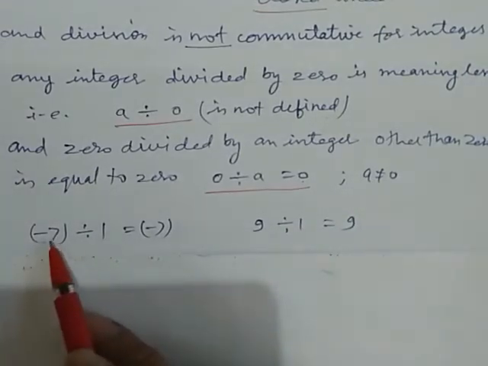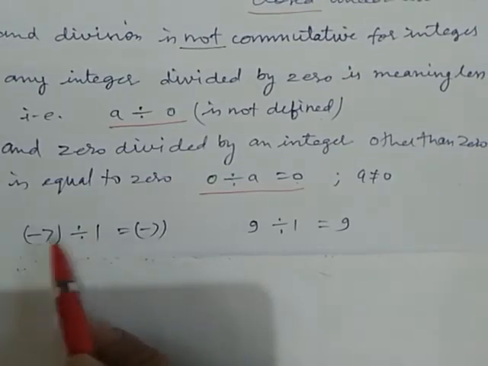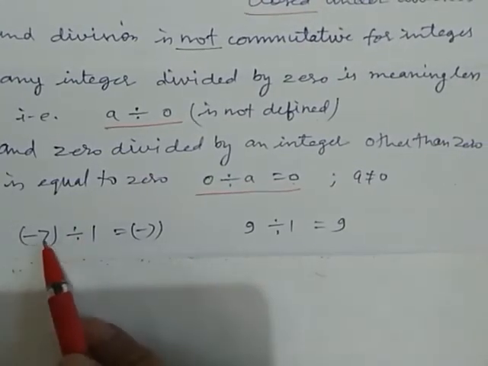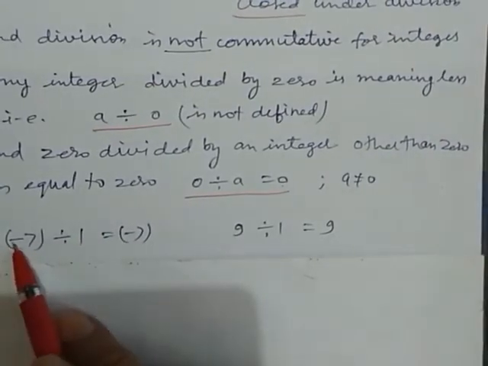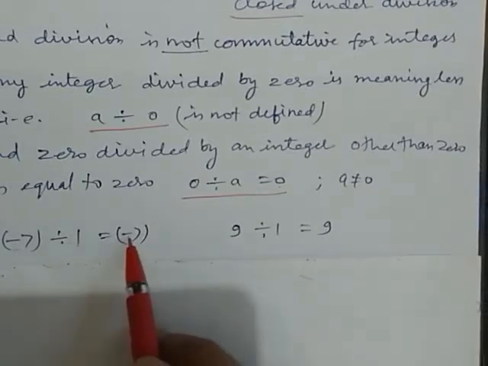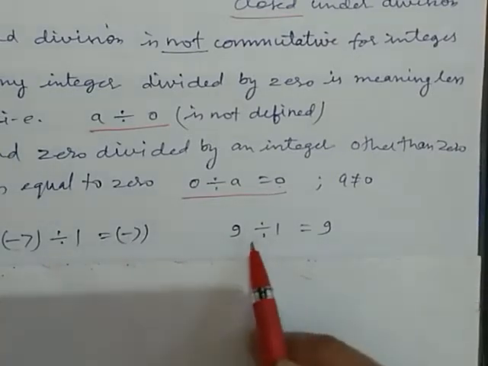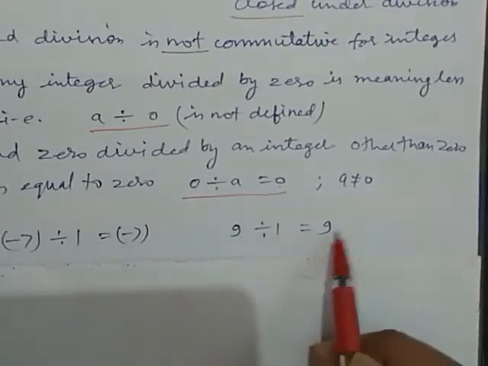Now we take an example. Minus 7 divided by 1. First we divide 7 by 1. We get 7, then put the minus sign, because minus and plus when multiplied give us minus. Here 9 divided by 1, because both are positive. So 9 divided by 1 we get 9.